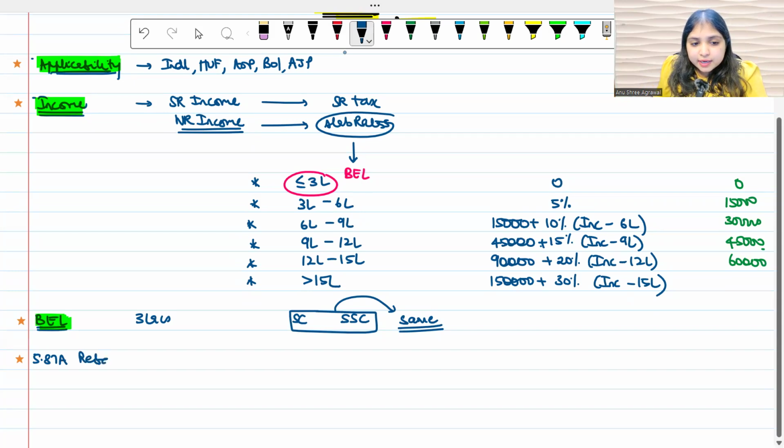Will you get 87A rebate under 115 BAC? Yes, you will get 87A rebate. Maximum, what are your conditions?